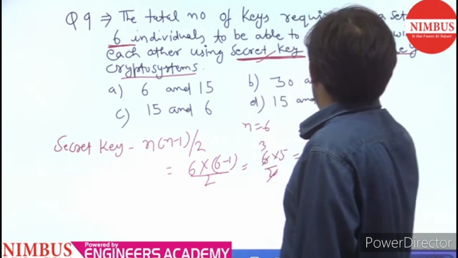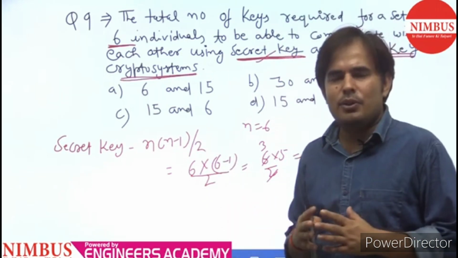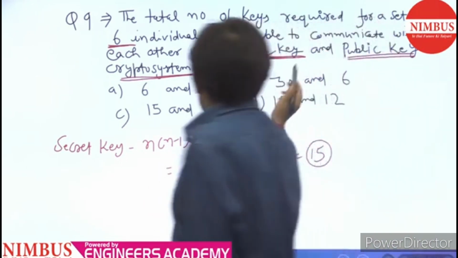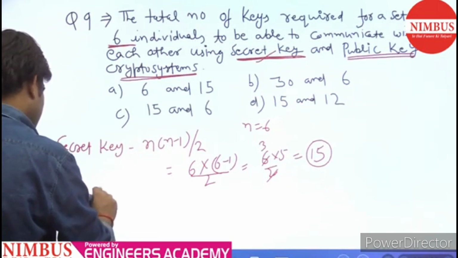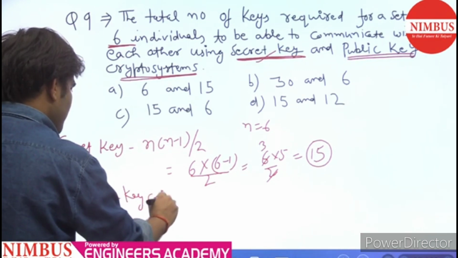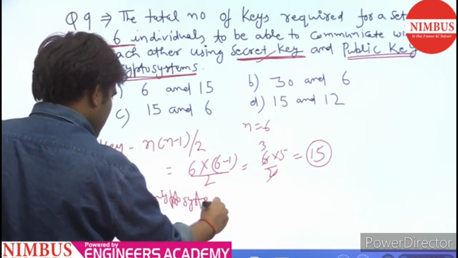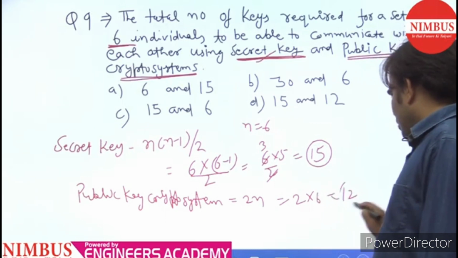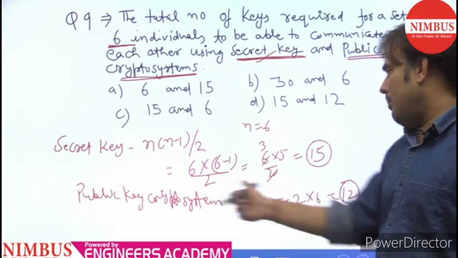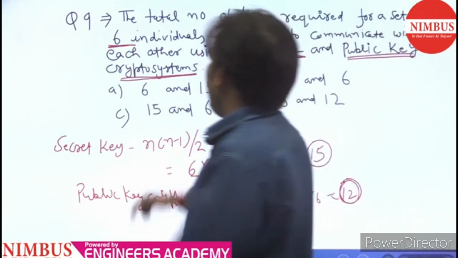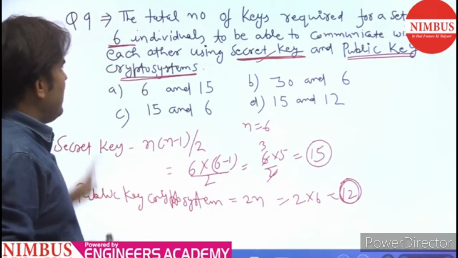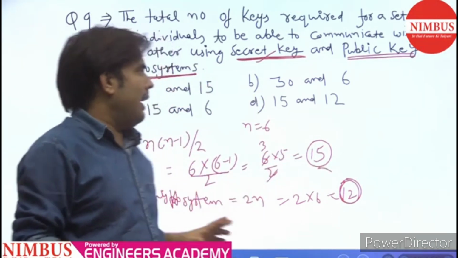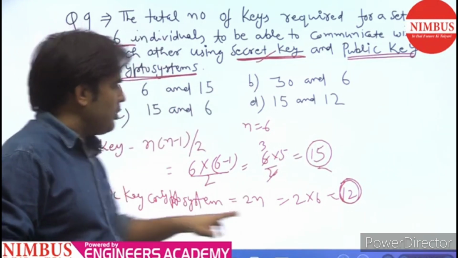Okay. And for the public key crypto system, as we know that each individual requires 2 keys, we have directly a formula for the public key crypto system also: 2n, and n here is 6. So 2 into 6, how much? 12. So for the secret key you need 15 keys. For the public key crypto system you need 12 keys. If we have n individuals in a set and they want to communicate by using secret key, they require 15 keys.